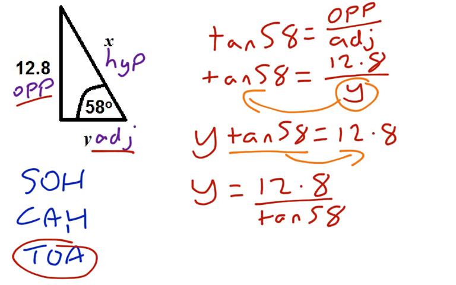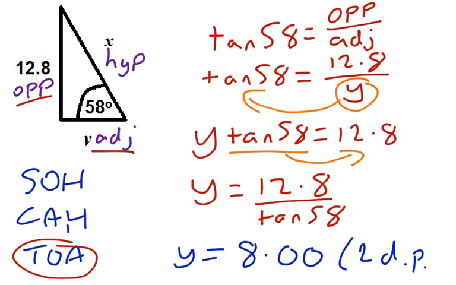Once again, put that into our calculator and we get y equals 8.00 to 2 decimal places. And that's how we find lengths with trigonometry and right angle triangles.